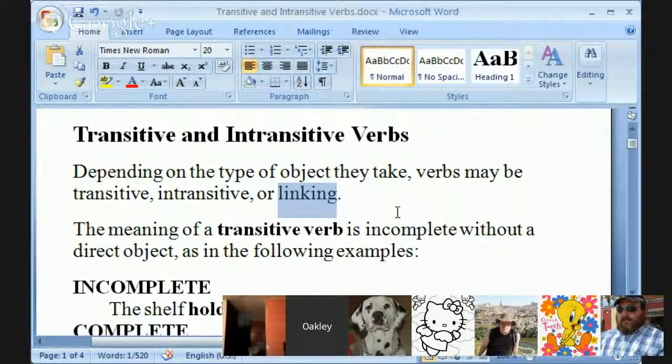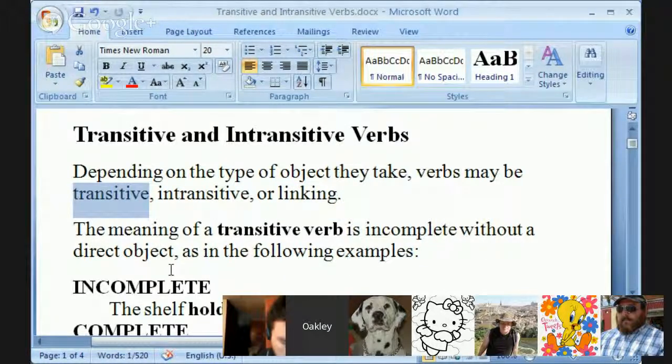Okay, he smells funny. I'm using smells as a linking verb. It's linking with an adjective. So very basically, there you go. That's the difference. Again, we're going to look at examples, and you guys are going to form sentences.